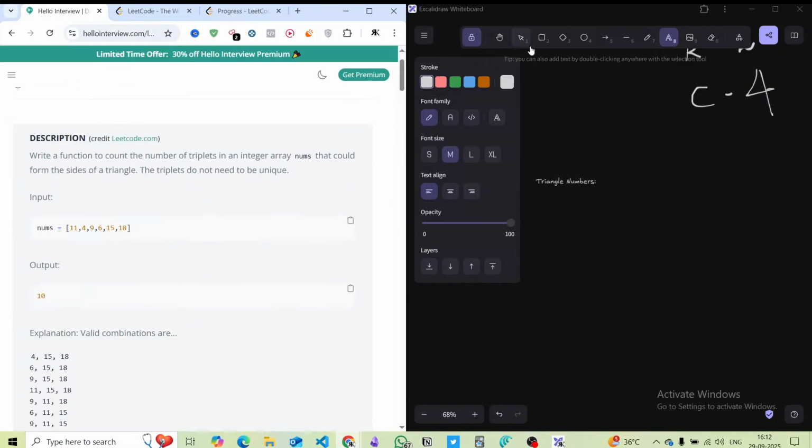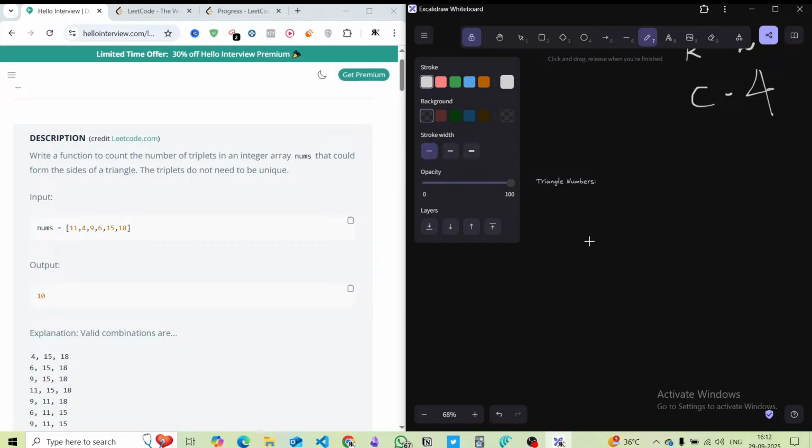So let's say in a triangle there are three sides, right? A, B, and C. If we add any two sides, the sum should be greater than the other side. So that's the meaning of the problem.